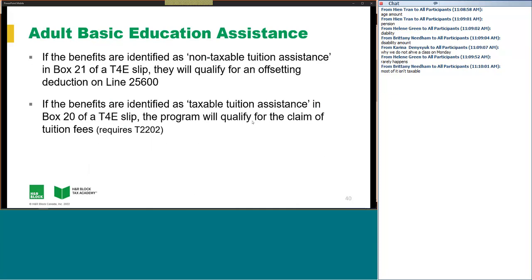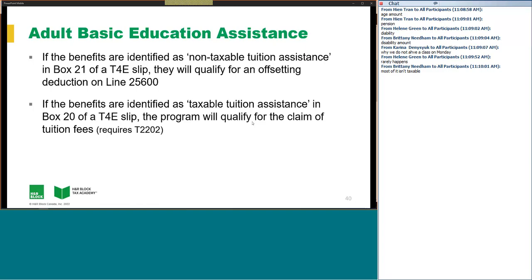One more quick note, adult basic education assistance. If you have a T4E slip with non-taxable tuition assistance, they will get a deduction because they will have it included in their EI income, but it's not taxable, so they'll get a deduction. In that case, they did not pay for their tuition, so they do not get a tuition credit because the government paid for their tuition. So that one you have to watch out for. If you have a T4E and a T2202, and the T4E shows that they didn't pay for that tuition, make sure you're not giving them the tuition credit, even though they have that receipt from the university.